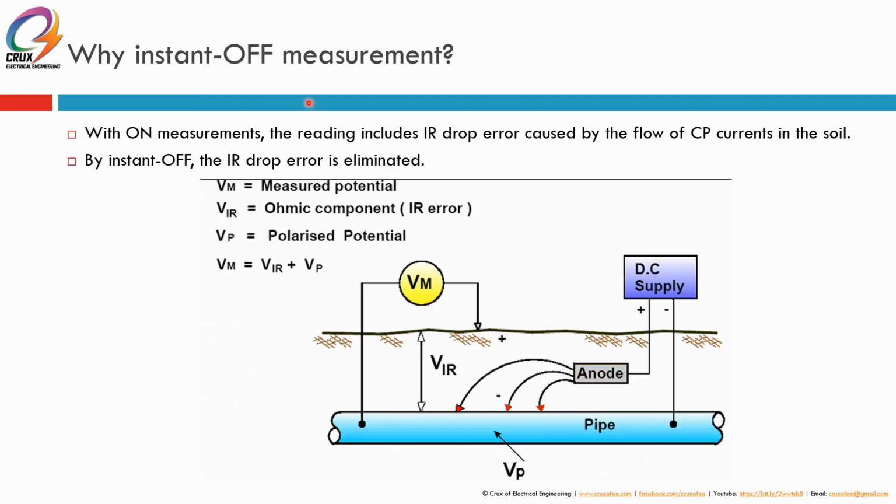So why do you take the instant off measurement? With the on measurement, the reading includes the IR, or current times resistance, drop error caused by the flow of the CP currents in the soil. So when you measure the instant off, this IR drop is eliminated. So that's why you look at the instant off. In a way, if the instant off drops drastically, you know that there's some defect near that area that you have measured.